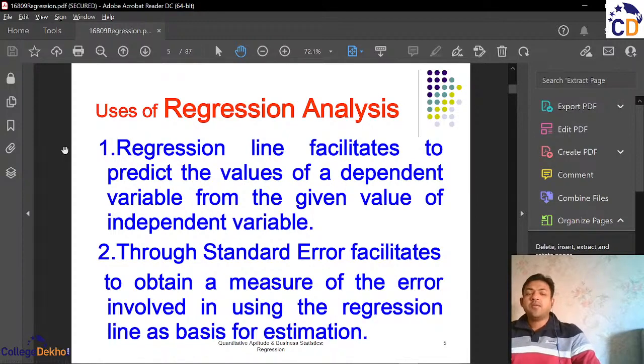Next comes the uses of regression analysis. What are the utilities, the uses of regression analysis? Now this regression line facilitates to predict the value of the dependent variable given the independent variable. We have already discussed that. Through standard error, we can obtain a measure of the error in using the regression line as the basis of estimation. So using that as the basis of estimation, we can find the error involved in the regression.